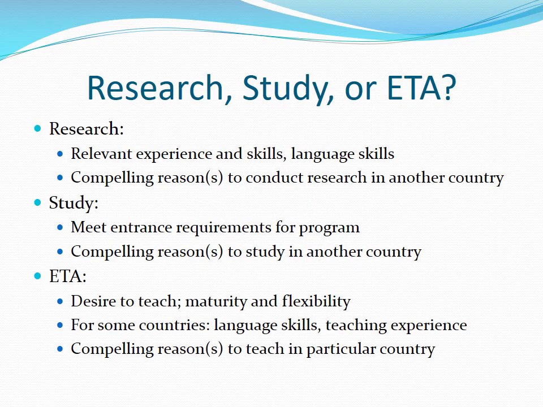So the first thing to do is just decide what kind of grant you're looking for. So are you going to be applying for a research Fulbright, a study Fulbright, or an English teaching assistantship? So here are some things to consider if you're going back and forth between these types of grants. For research, you're really looking for someone who can demonstrate the relevant experience and skills and language skills that are needed to carry out this project.